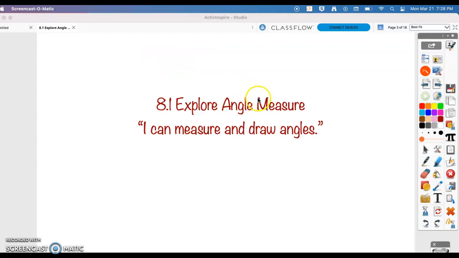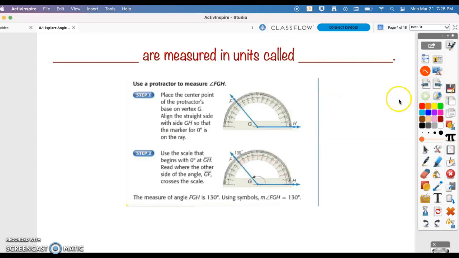Now, this shouldn't be new, but you probably haven't done this in a really long time. So we're going to use some tools today. We're going to use a protractor. If you didn't already get one, make sure you get one from the sub. We're going to talk about angles, and angles are measured in units called degrees.